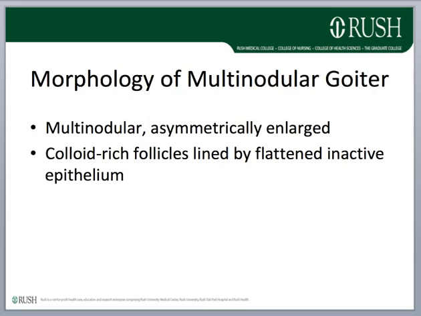In multinodular goiter, the follicles are colloid-rich and lined by flattened inactive epithelium. Sometimes you can see areas of follicular hyperplasia. The main feature of these is that they're markedly enlarged.